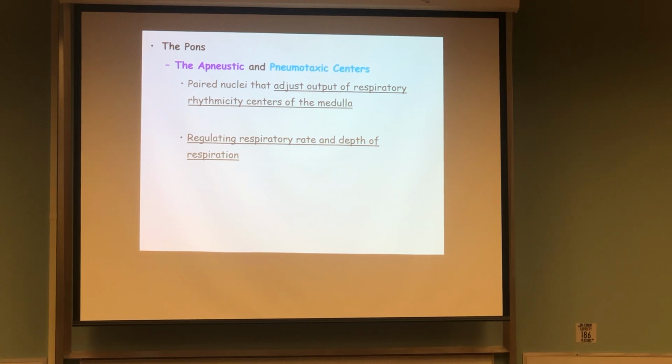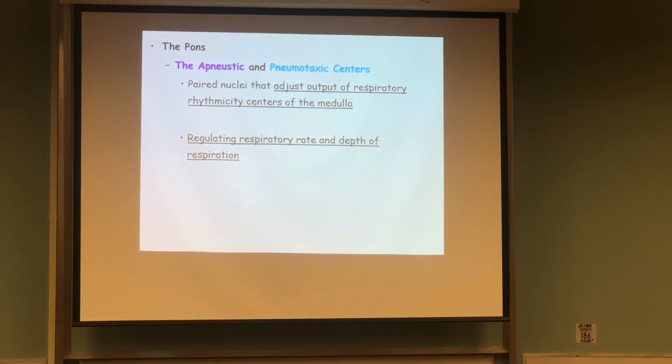Now let's go to the pons. I remember from 241, there are two groups of nuclei in the pons. You want to practice, please practice the spelling of these. You guys killed me on the final. Right? Apneustic and pneumotaxic. You got to practice spelling them and maybe even saying them. Apneustic, pneumotaxic. I realize that they are nuclei in the pons. I know they play a role in breathing.